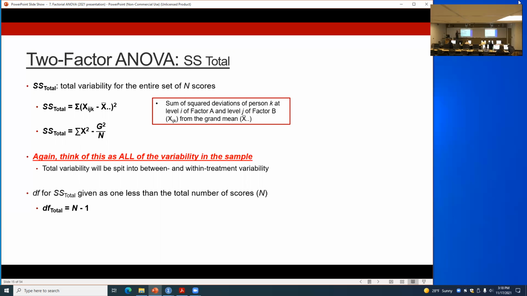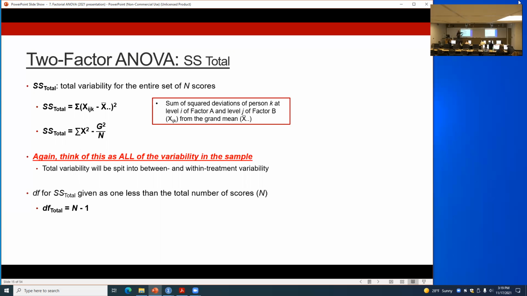Now, from an ANOVA design, we can start to think about this more carefully as our sum of squares total being the sum of the squared deviations of person K at level I of factor A and level J of factor B. So again, this is a two-factor ANOVA, so our notation gets a little bit more involved. So we've got person K who is in group I of factor A and group J of factor B. This is identifying our specific cell.